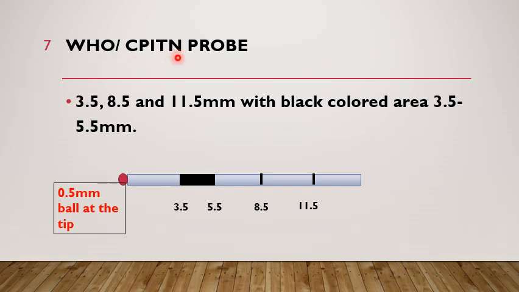WHO or CPITN probe, Community Periodontal Index of Treatment Need probe. It has markings at 3.5, 8.5 and 11.5 millimeter. They have a black colored area of 3.5 to 5.5 millimeter. Based on these markings, they have also assigned the treatment scores. And it has a 0.5 millimeter ball at the tip so as to prevent injury to the junctional epithelium.